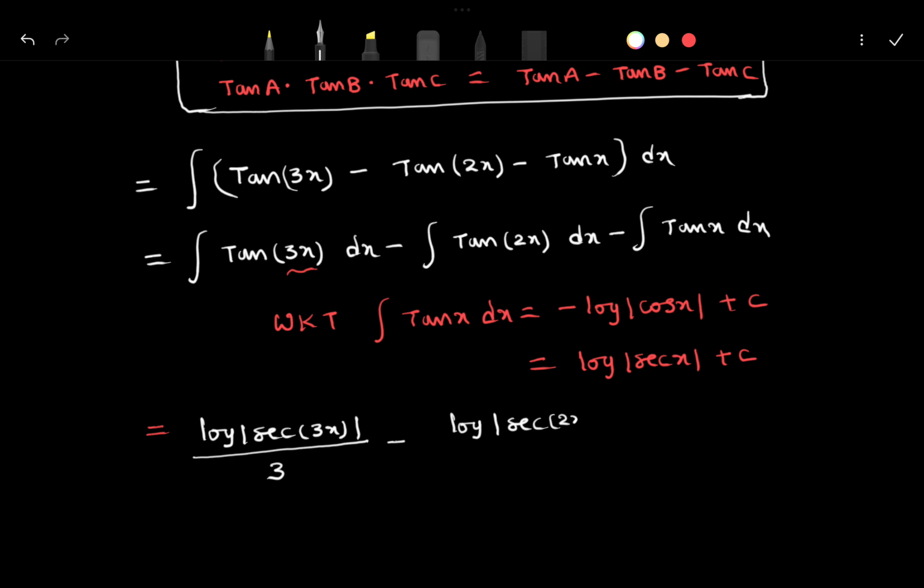Similarly, minus the integration of tan 2x is equal to log of secant 2x whole divided by the derivative of 2x, which is 2. Minus the integration of tan x is log of secant x, since there is no other expression. So your answer will be 1 by 3 into log of secant 3x minus 1 by 2 into log of secant 2x minus log of secant x plus c.